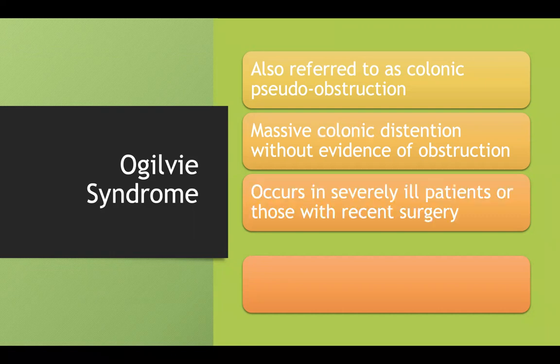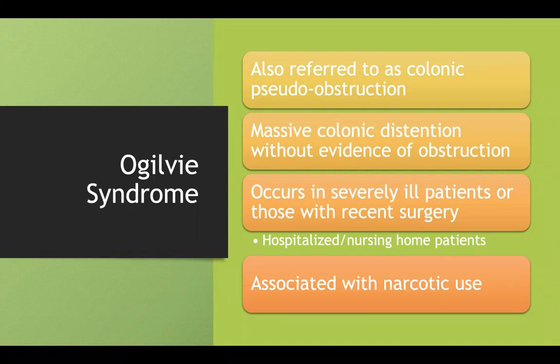Ogilvie syndrome, you're only going to see in very, very sick patients or in post-surgical patients. Okay, usually a hospitalized or nursing home patient is very common in the question stem because they don't want to trick you. They have to make sure that it's a fair question and that Ogilvie syndrome has to be the answer. If they give you a question with somebody who's not that sick, I want you to not think of Ogilvie syndrome because they're going to give you a classic presentation if they want you to pick that. It's also associated with narcotic use as well.